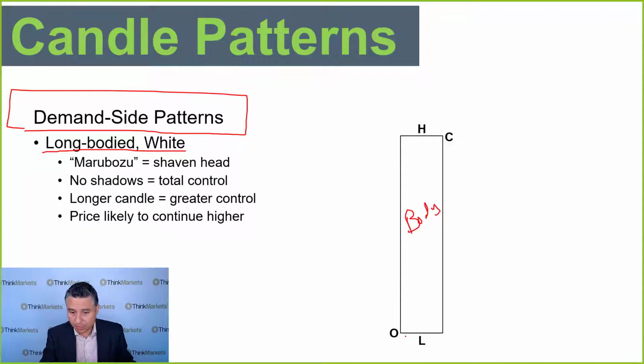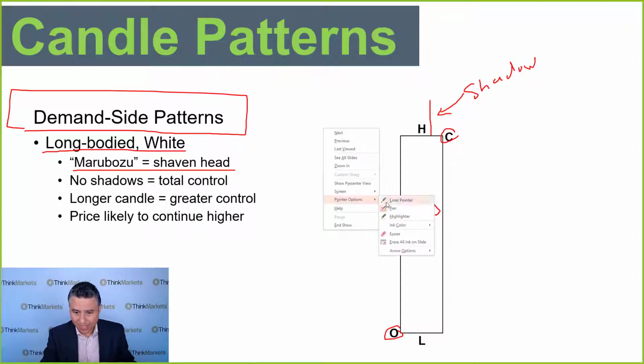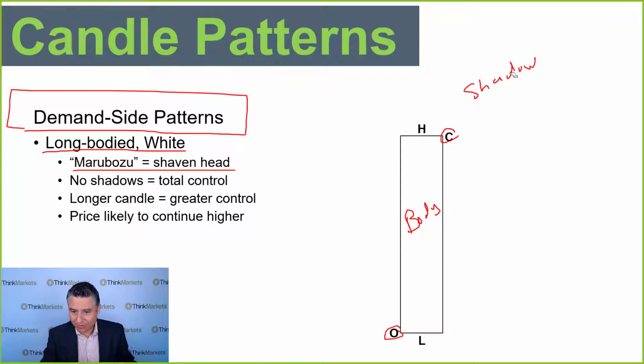It's the difference between the opening price and the closing price. Often outside the body we will have things not drawn on screen, but I'm going to draw one now, called a shadow. We will see it officially labeled on the next slide. A Marubozu is a long-bodied white candle. It's called a Marubozu because it has a shaven head. That is, it does not have any shadows on it. No shadows equals total control.